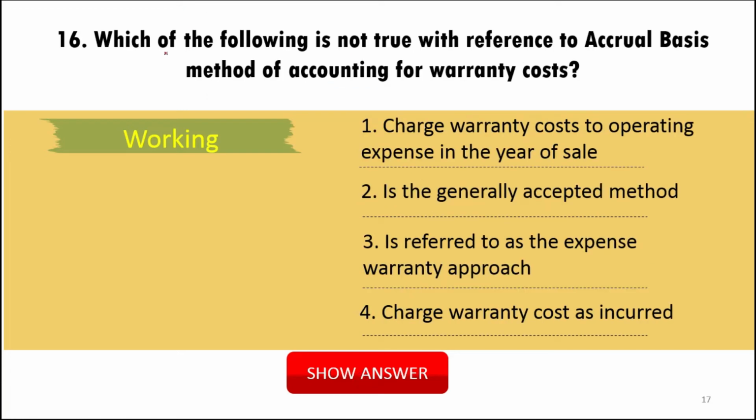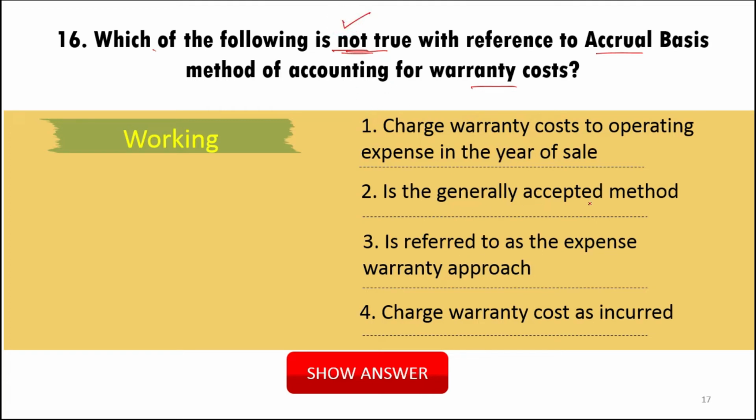Question 16. Which of the following is not true with reference to the accrual basis method of accounting for warranty cost? For warranty cost, there are 2 methods. One of them is the accrual basis method. So it is asking which is not true in this accrual basis method. The first one is charge warranty cost to operating expenses in the year of sale. Yes, it is true. So it cannot be our option because we have to take not.